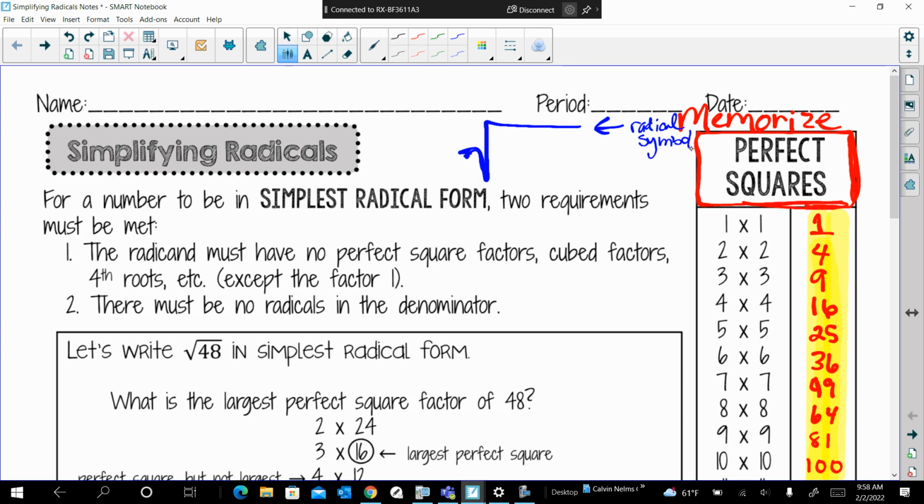Okay, now, when we have a number or a term underneath the symbol, like let's say we had 45. Okay, put that underneath the radical symbol. The number underneath, or it could be 45y, okay, but we're not doing that here. We're just going to keep it numbers. That is called the radicand.